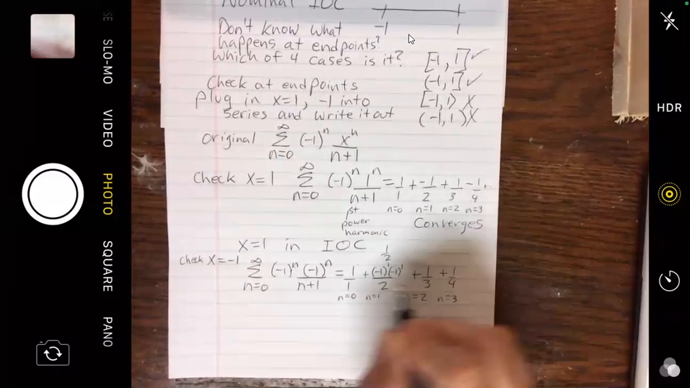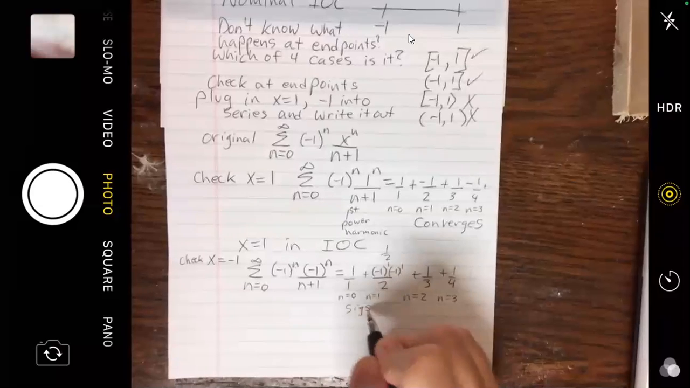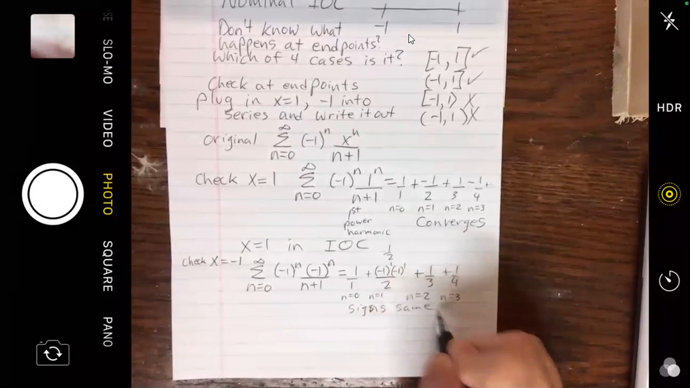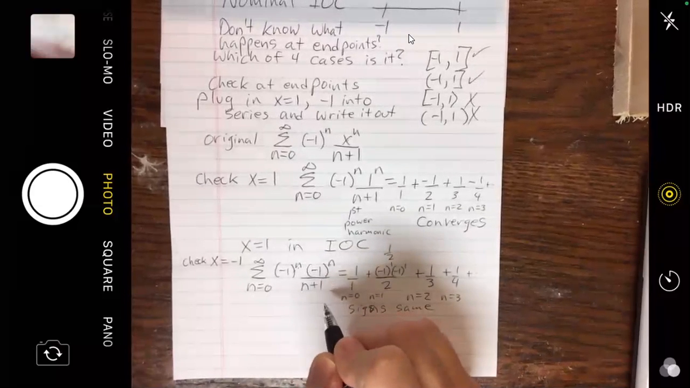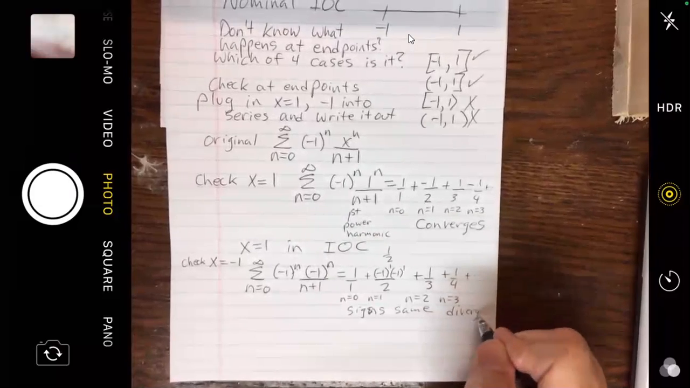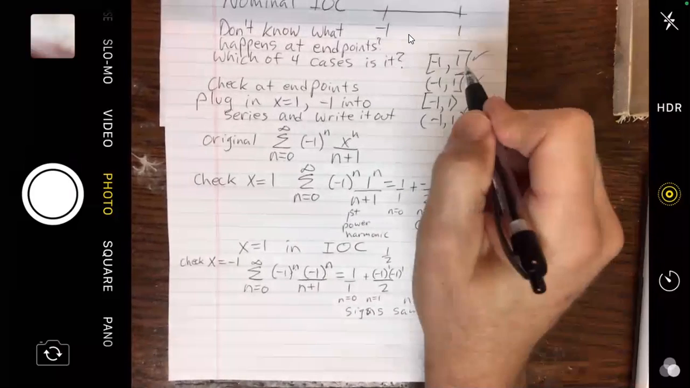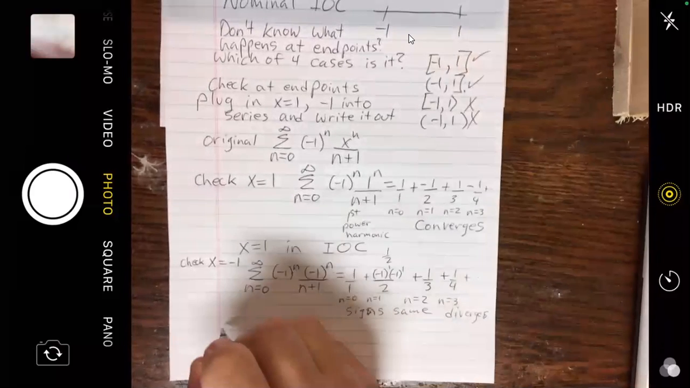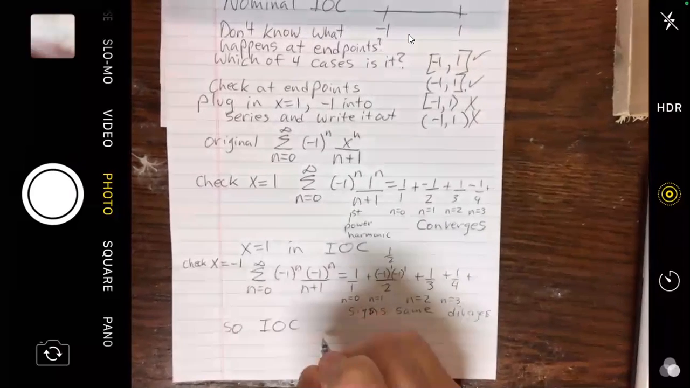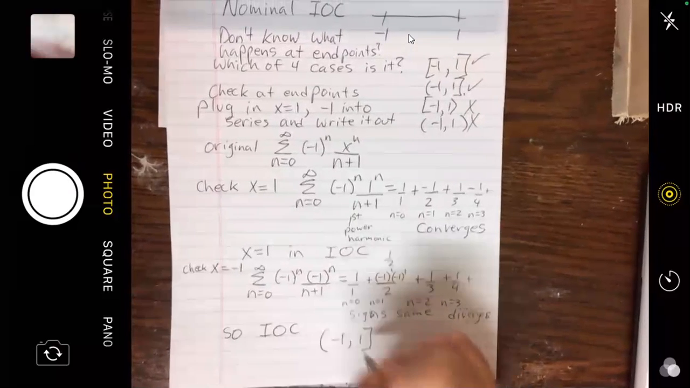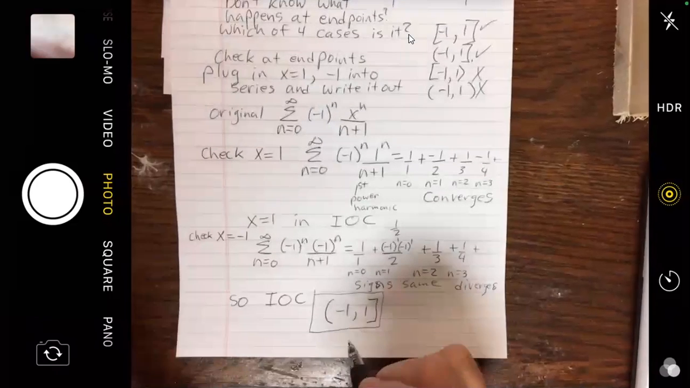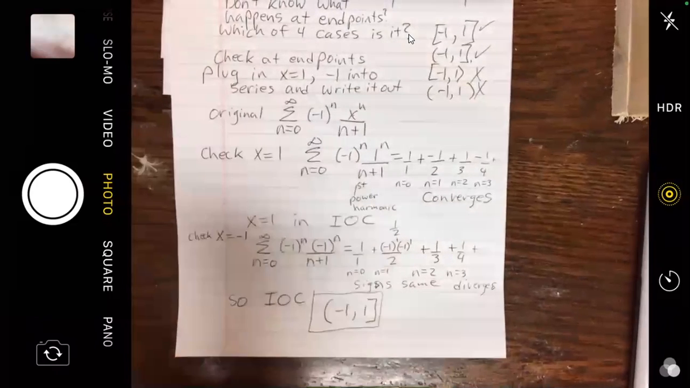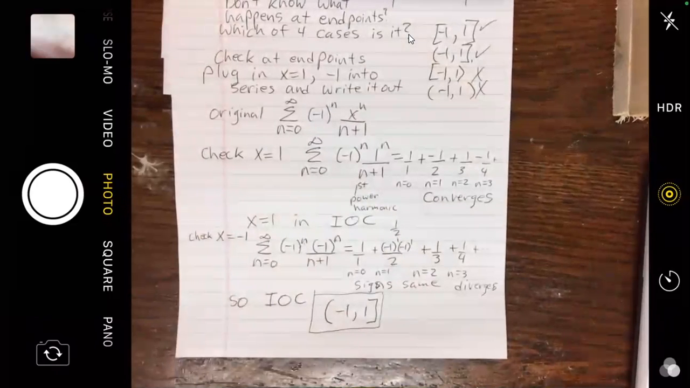Can you tell all the signs are the same? Same sign. Does that mean it's harmonic? You tell me, converge or diverge? Diverges. Very good. So it's the second option. So IOC is this one with a bracket. Now you won't find that answer in the back of the book because it didn't ask for it. But that's what it takes to do a full IOC problem, which you're going to have to start at problem 15.